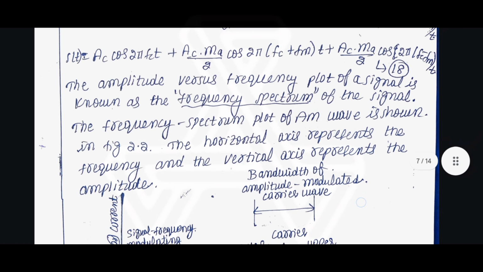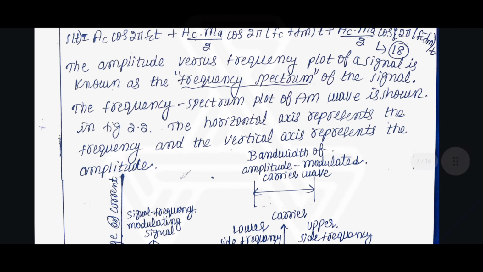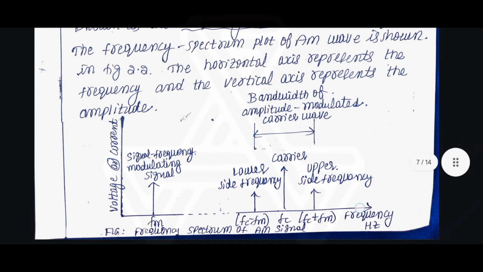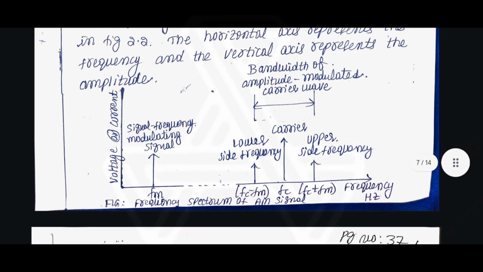The amplitude versus frequency plot of a signal is known as the frequency spectrum of the signal. The frequency spectrum plot of the AM wave is shown in the figure. The horizontal axis represents the frequency and the vertical axis represents the amplitude, voltage or current. The modulating signal frequency is fm, then fc minus fm is the lower side frequency, the carrier is fc, and fc plus fm is the upper side frequency.